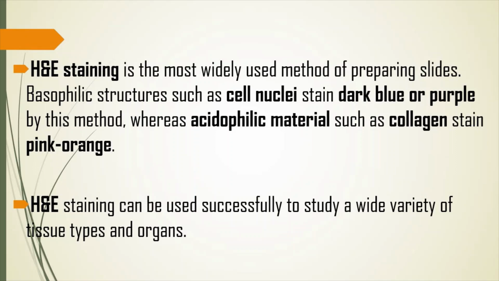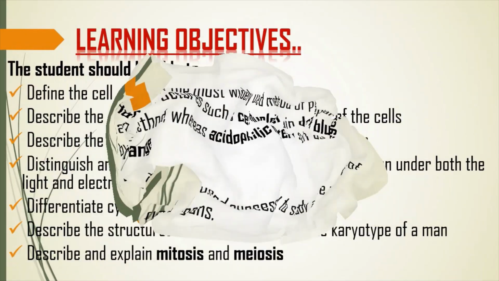Now, hematoxylin and eosin staining, as already mentioned, is the most widely used method for preparing slides. So basophilic structures such as the nucleus stain dark blue or purple by this method, whereas acidophilic materials such as collagen stain pink or orange. Okay. So H&E staining can be used successfully to study a wide variety of tissue types and organs. So it's very widely used.